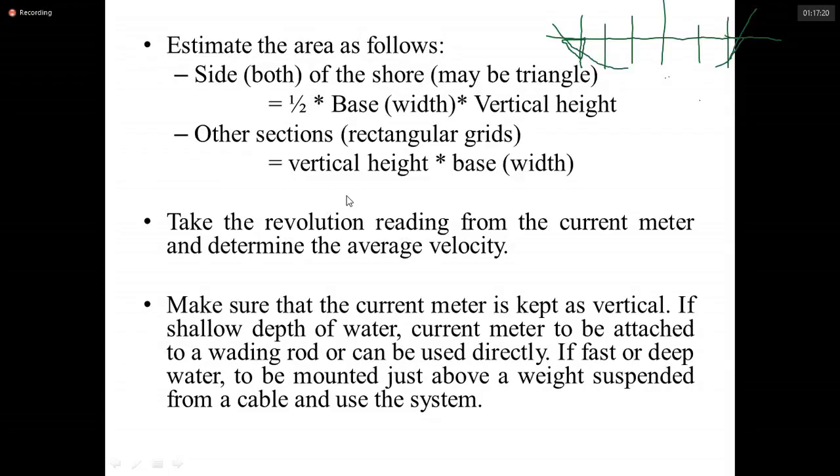With a sharp triangle, how can we calculate the area of a triangle? Half into base width into vertical height. So if it's a sharp triangle, we can use this formula to calculate the area of these sides. And the middle portion is normally a rectangular grid, so you can calculate the area with the vertical height and the base width.